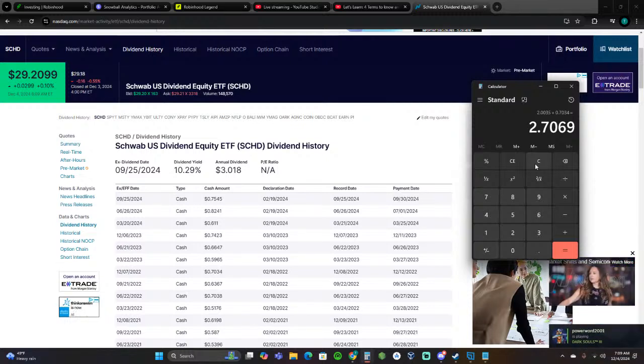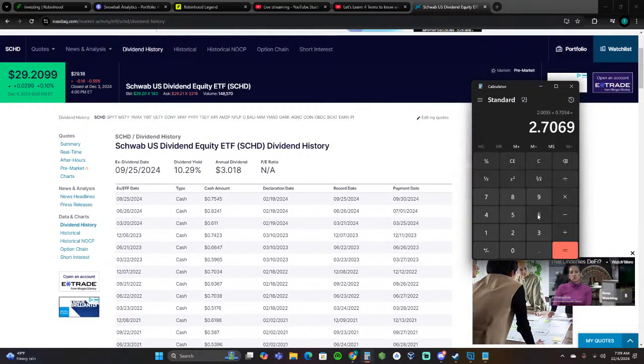So in 2023, you got paid $2.70 for your share of SCHD. But in 2024, you're getting paid $3.01. It has a dividend growth rate of 9 to 12%, depending on the year. Okay? Well, okay, cool. What's 10% then? $3.30. In 2025, you should be getting about $3.30 a share if they continue at that growth rate.